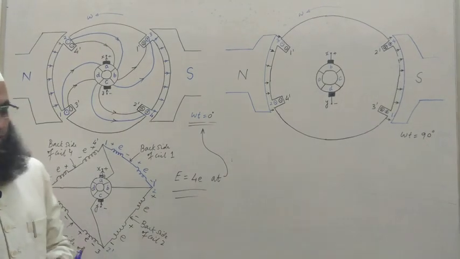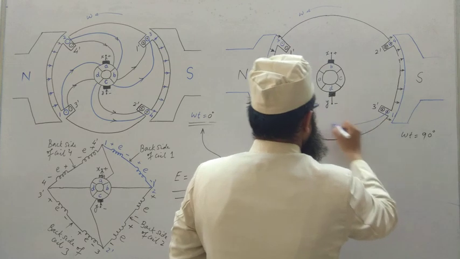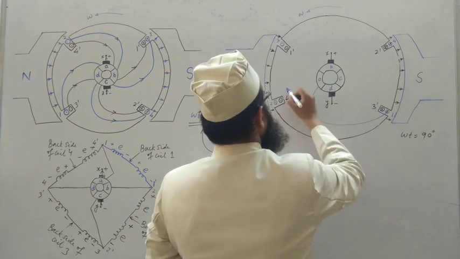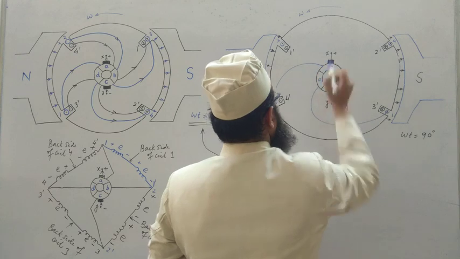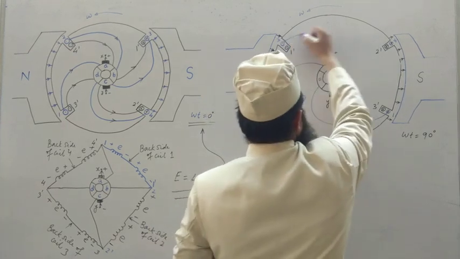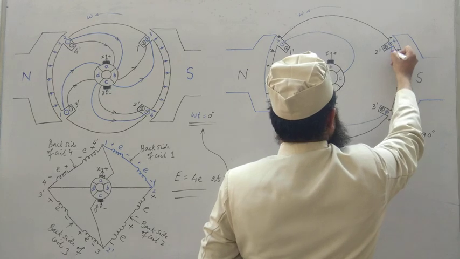Fine. Make the connections. So 1 is connected with A, 2 is connected with B, 3 is connected with C, and 4 is connected with D.